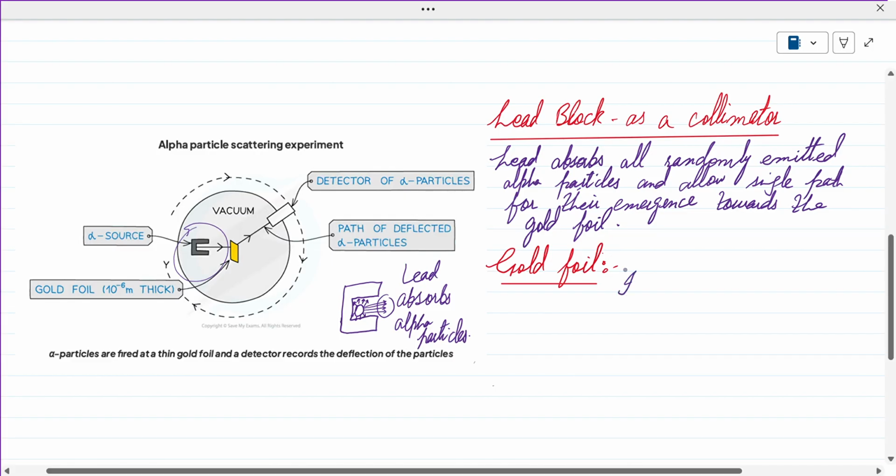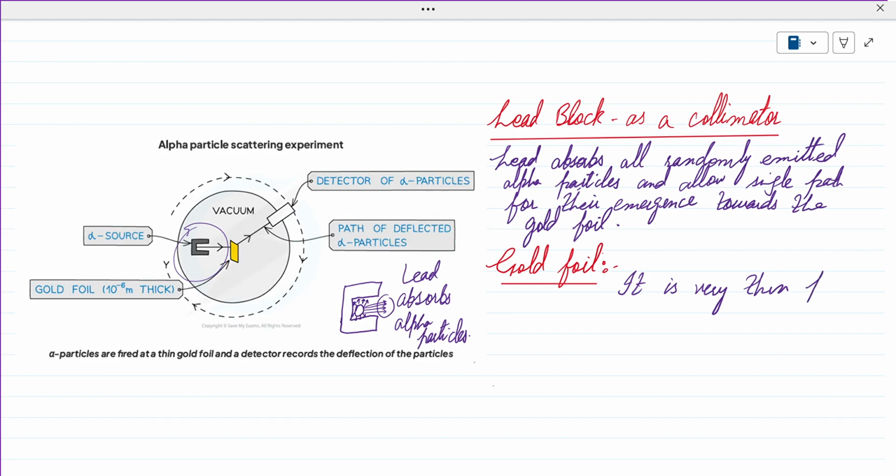So it is a very thin foil, and alpha particles are able to pass through it.